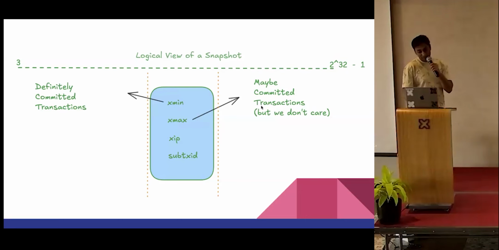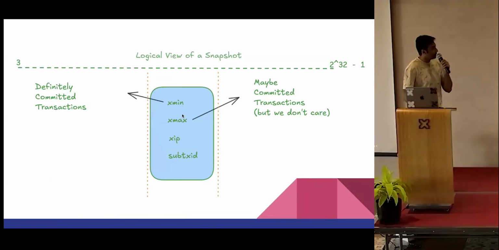Everything on the right hand side of the xmax could be committed by the time we finish the execution, or we are in the middle of execution, but it really doesn't matter to them. And again, the xip and subtransaction ID are the list of transactions which have been created by this transaction, or something which exists between both of them.